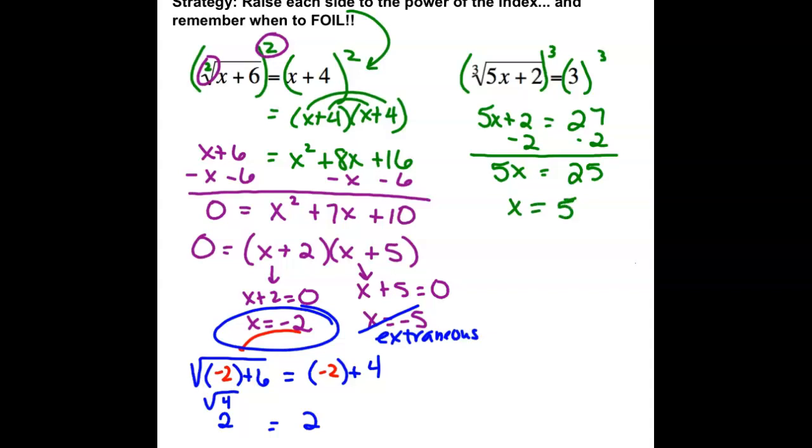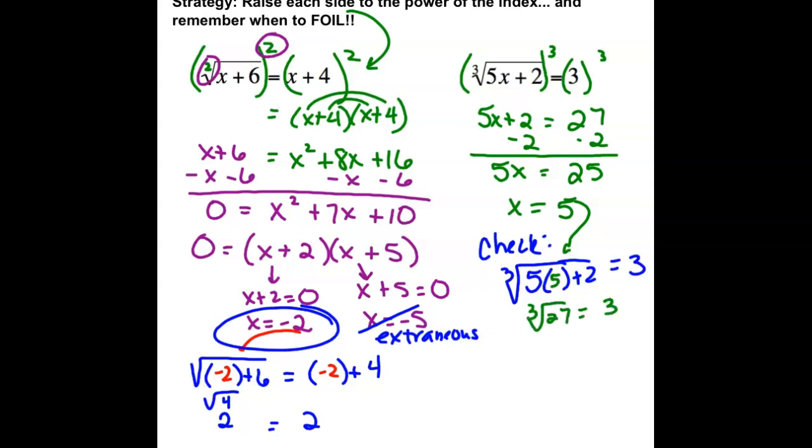Okay, let's check that. We have the cube root of 5 times something plus 2, and it's supposed to equal 3. Okay, we're going to plug a 5 in. 5 times 5 is 25. Add the 2, we get 27. The cube root of 27 does equal 3, so it is a solution.